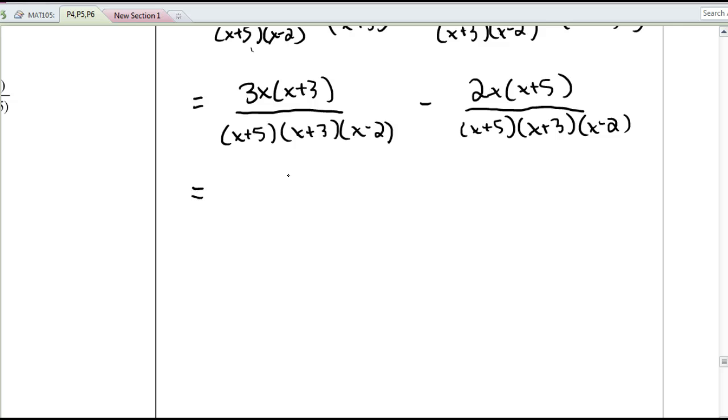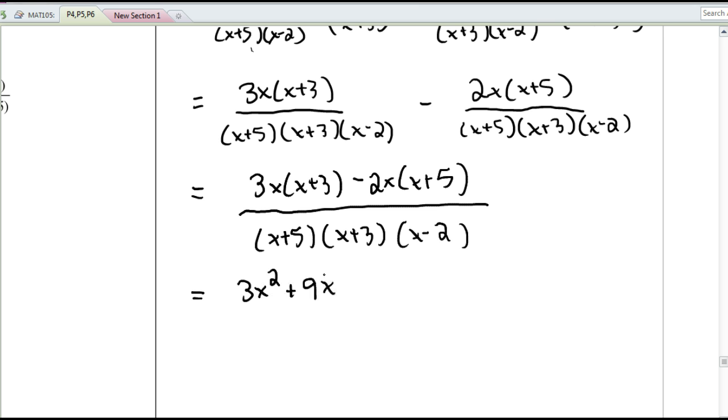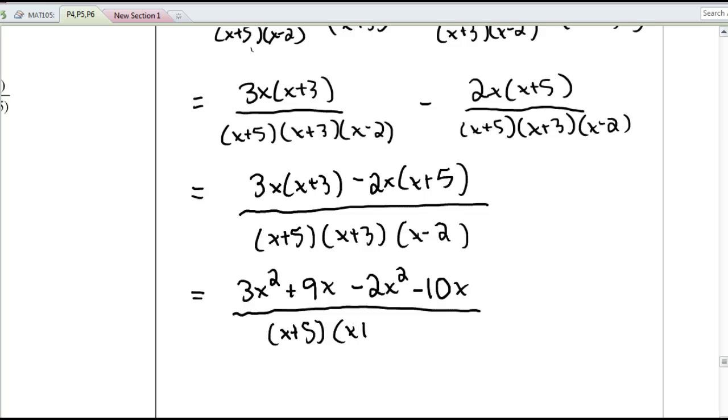So now we combine the tops. So 3x times x plus 3, minus 2x times x plus 5, and then on the bottom, x plus 5, x plus 3, and x minus 2. And then I'm going to go ahead and multiply and combine the top just to see if anything changes. So 3x squared plus 9x. The second one will be minus 2x squared minus 10x. Remember to keep the negative when you distribute. And then the bottom is those three factors, x plus 5, x plus 3, and x minus 2.